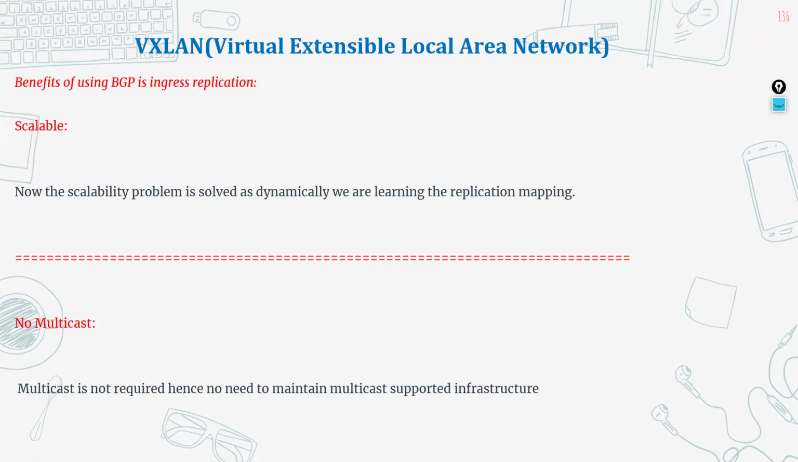Before we move to the practical, we can also have a look at the benefits. One of the benefits is scalability. We already discussed this, right? That is why we are discussing BGP, because in the static ingress replication process, there was no scalability. Also, we do not need to run any multicast in the underlay. We do not need to have any knowledge of or expertise in multicast. So these are the benefits.